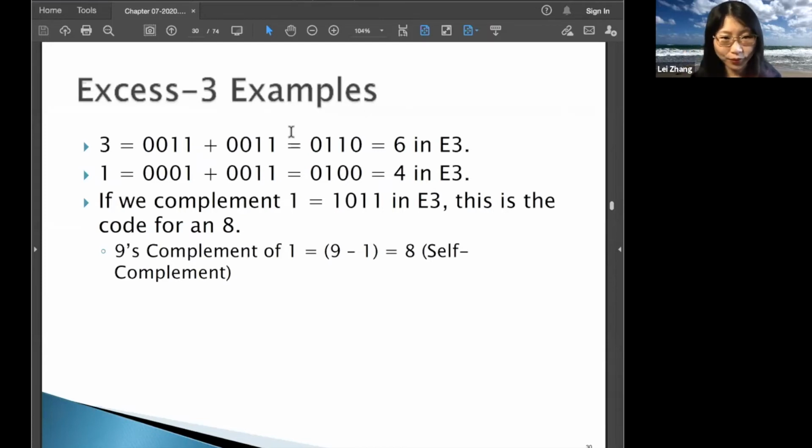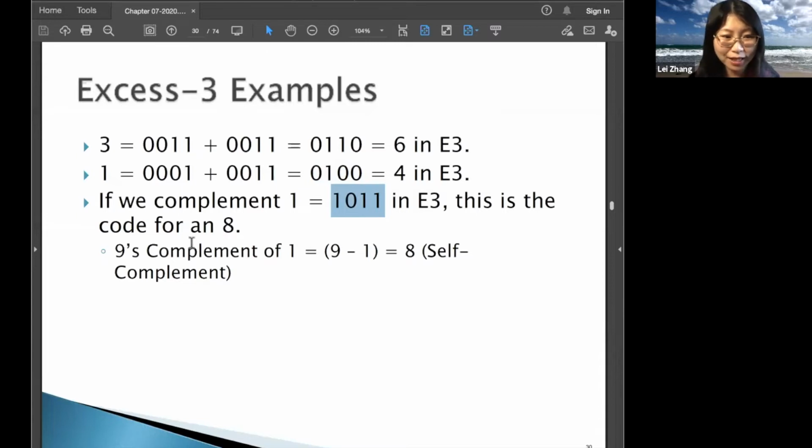So we have to be clear here with all these definitions. If we complement 1, complement means flip every bit. So this is 1 in E3. How to represent decimal value 1 in excess 3 coding? That is 0, 1, 0, 0. To complement that means flip every binary bit. So we get 1, 0, 1, 1 in E3. This is the code for 8.